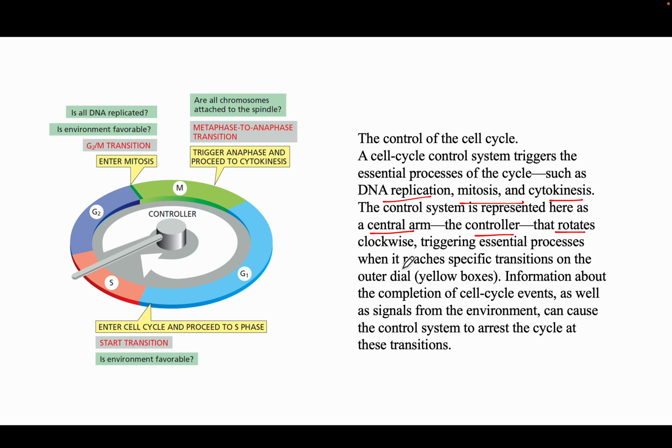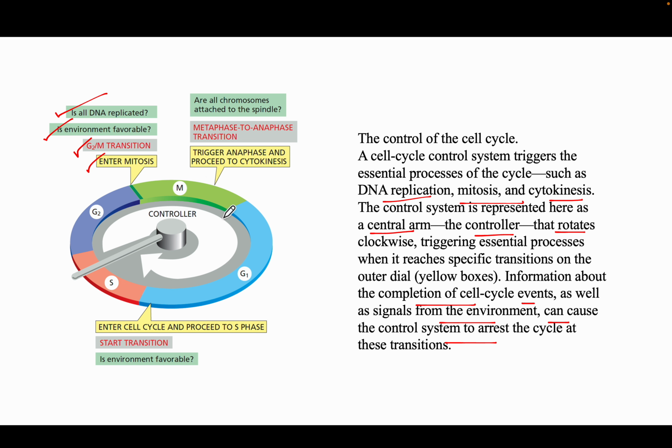So what happens when it reaches a specific transition? Information about the completion of cell cycle events, as well as signals from the environment, can cause the control system to arrest the cycle at those transitions. In the transition from G2 phase to M phase, we want to ensure that all DNA is replicated, and whether the environment is favorable to go for cell division. Then the G2 to M transition happens and the cell enters into mitosis.